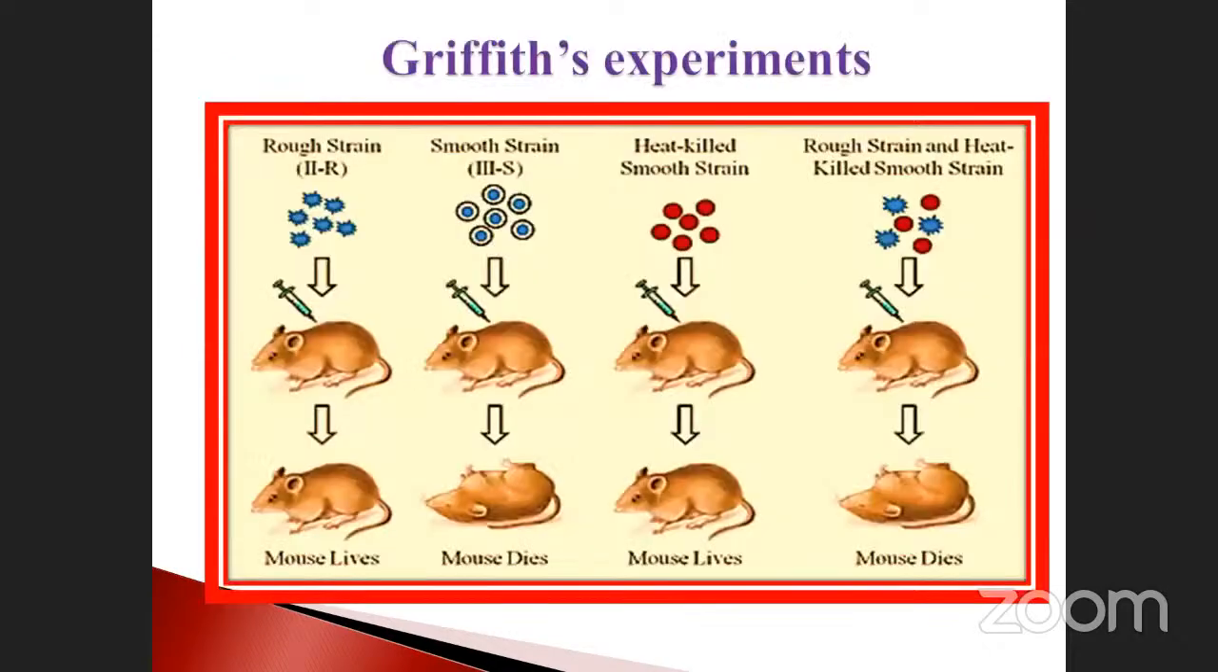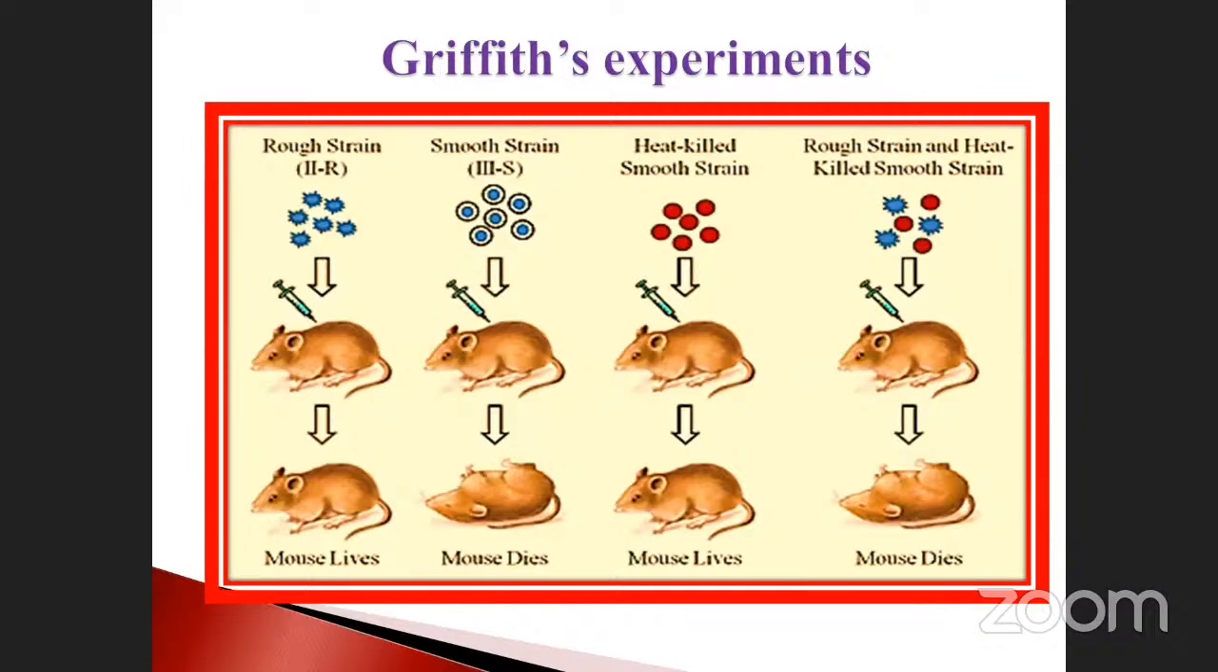See this one? This is the experiment. What does the Griffith experiment explain? He chose a mouse. He injected the rough strain directly. What happened? The mouse stayed alive. At the same time, the smooth strain was also injected into the mouse. See, this is the smooth strain.